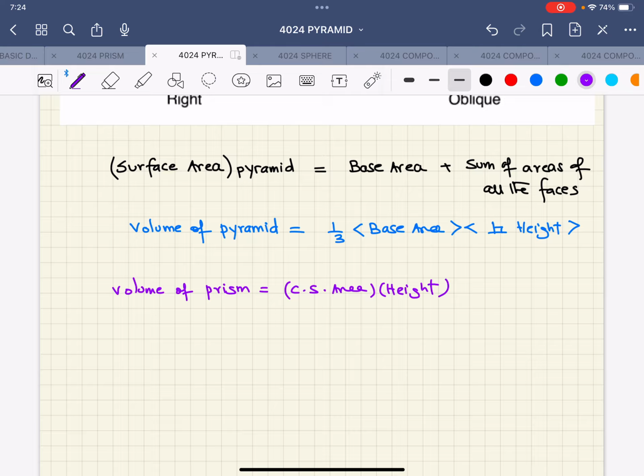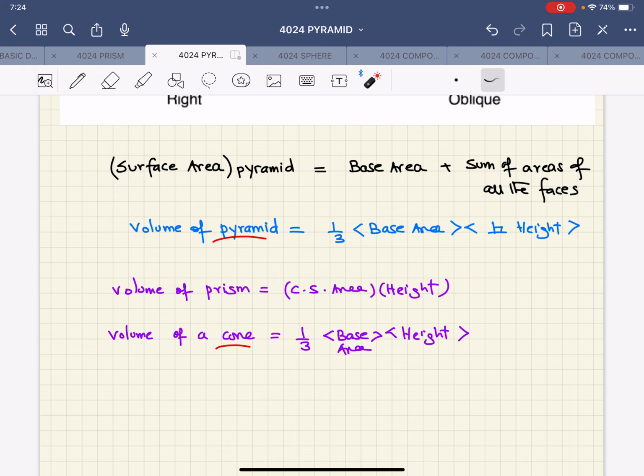When we talk about volume of a cone, that is 1/3 into base area into height. So now, if I talk about a pyramid, a pyramid is very closely related to a cone. 1/3 is over here, 1/3 is over here. So basically, I wanted to relate a cone with a pyramid. Base area is there, base area is there. And perpendicular height is there, perpendicular height is there. So let me write perpendicular over here.